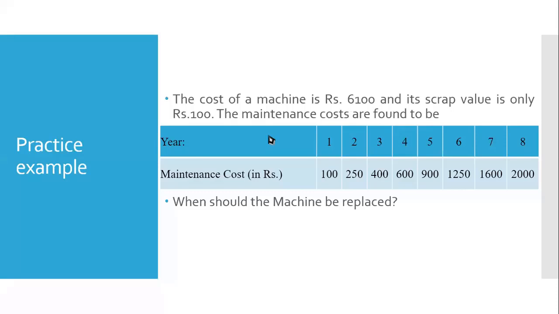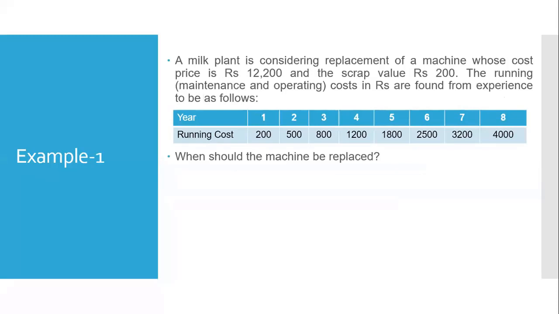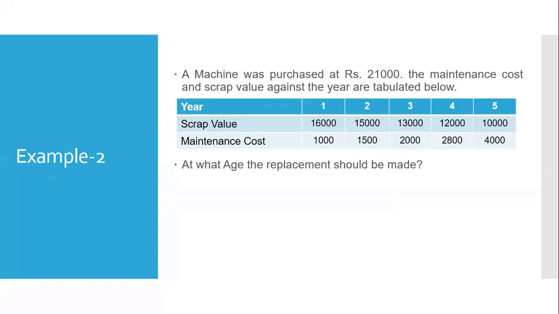Good morning, everyone. In the previous lecture, we had solved two examples. Among them, in the first example, we kept the scrap value constant at 200 rupees. And in the second example, we have changed the scrap value over the years. As the years pass, the scrap value of the existing asset is getting reduced, from 16,000 at the start down to 10,000.